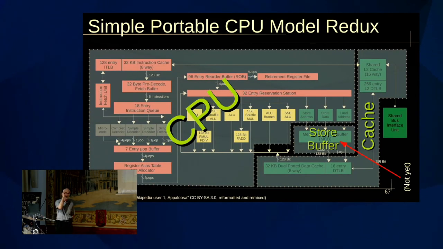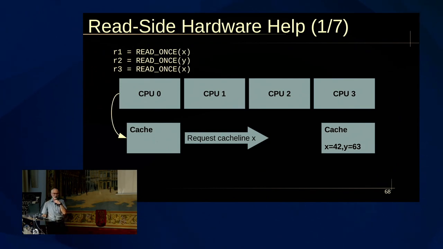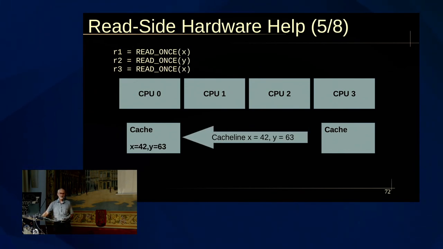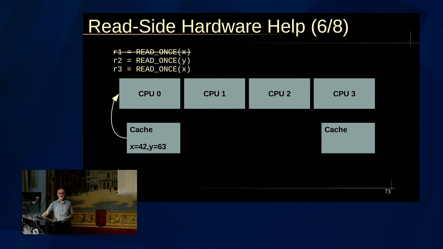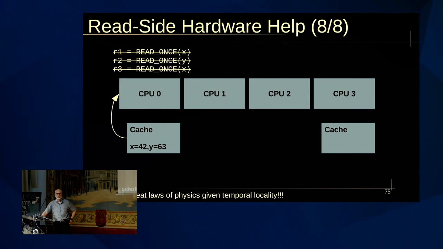One thing is memory hierarchies, again, which was mentioned earlier. So we're going to look at the cache here. We're going to leave out the store buffer for right now. Let's say we've got CPU 0 and 3, and CPU 0 wants to read X, then Y, then for whatever reason, X again. But the cache line that those things are in is over on CPU 3. Well, that first read's going to take a while, because we have to go over there, bring the values back, and then we finally get X. But now we've got the cache line here, so we get Y really quickly, and X again really quickly as well. So given spatial and temporal locality, we can beat the laws of physics, or at least work around them, find loopholes in them.